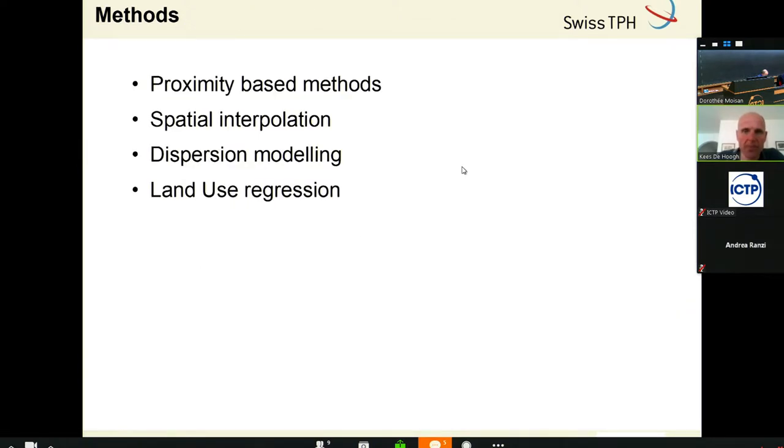So what methods can we then use to do all this modeling for air pollution? I'll show you examples of four methods. One is proximity-based methods. The other is spatial interpolation. Then I will show you an example of dispersion modeling. And then lastly, land use regression.